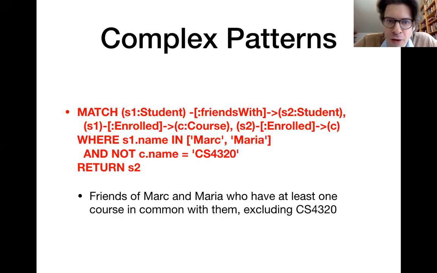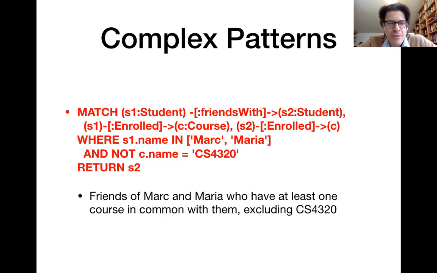And you can, of course, look for more complex patterns by combining the things that we have seen. So here we are looking, for instance, for a student S1, who has to be friends with a student S2. S1 should be enrolled in a course C. S2 should also be enrolled in course C. And we have some restrictions on the name of the first student and on the name of the course. The syntax here again is very close to SQL. Again, you have a where clause in which you can specify conditions for filtering those patterns.